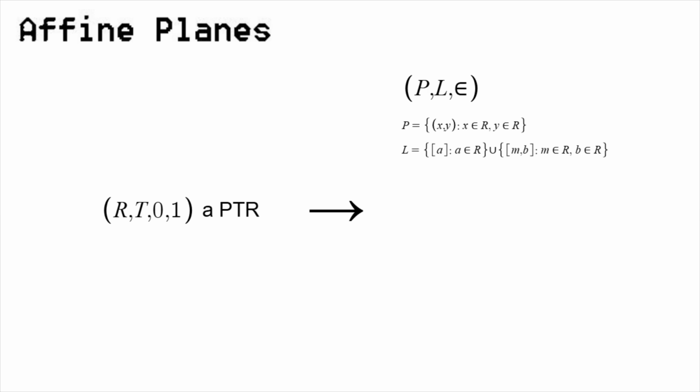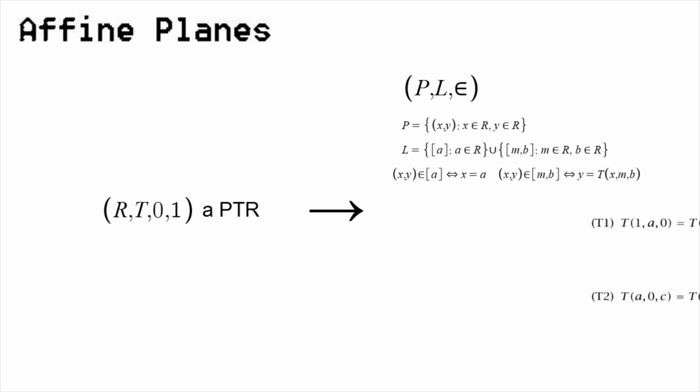Between the set of points and the set of lines, we have a relation which says something like, this point is on this line, or equivalently, this line passes through this point. This relation is called incidence and is denoted with this symbol, though we shouldn't confuse point-line incidence with set membership. So, we say the point (x, y) is incident with [A] if x equals A, and (x, y) is incident with [M, B] if y equals T of (x, M, B).